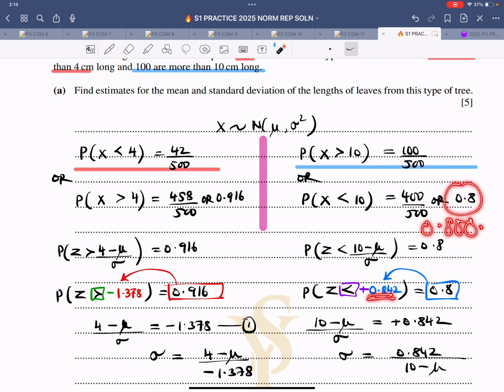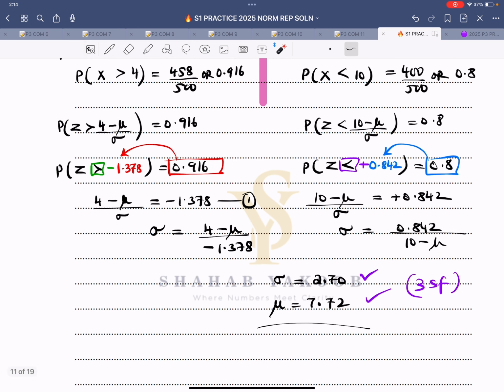Similarly, we find the corresponding z value, which is 0.842. This time there is a lesser sign, so for back solving, this is positive. We do comparing coefficients. So we take this thing and equate it to this. Similarly, we take this thing and equate it to this. And this is the second equation over here.